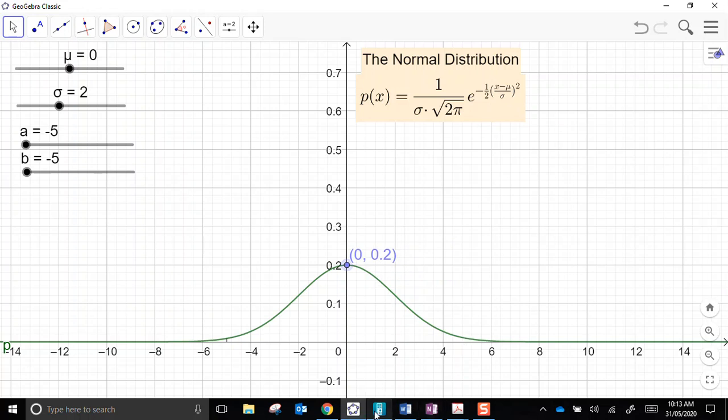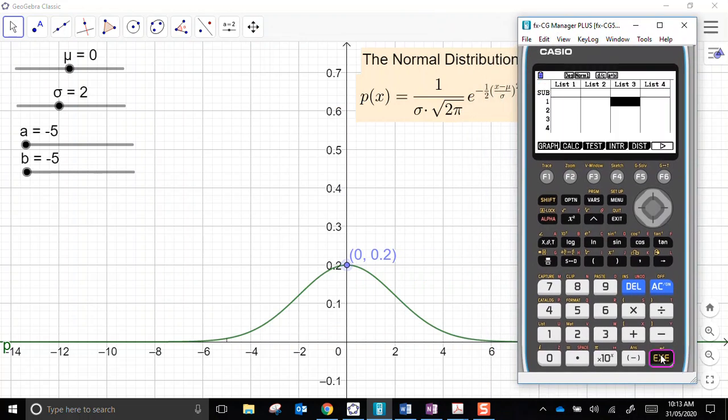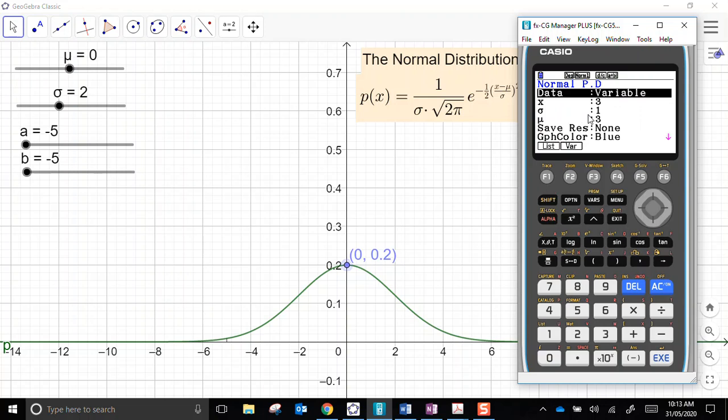Now, let's see how your graphing calculator will do the same sort of thing. If we go into the statistics app, distributions, F5, normal distribution this time, F1, and a normal probability density function. Here it is. Now let's set this up to be the same. I'll need a standard deviation of 2 to match what I've got on my screen. I'll need a mean of 0 to match what I've got on my screen. And currently I have my x coordinate of this point set to 0. So then I run down here and I press draw.